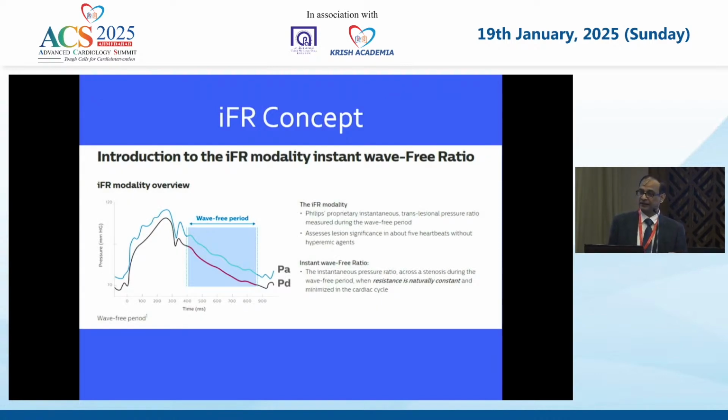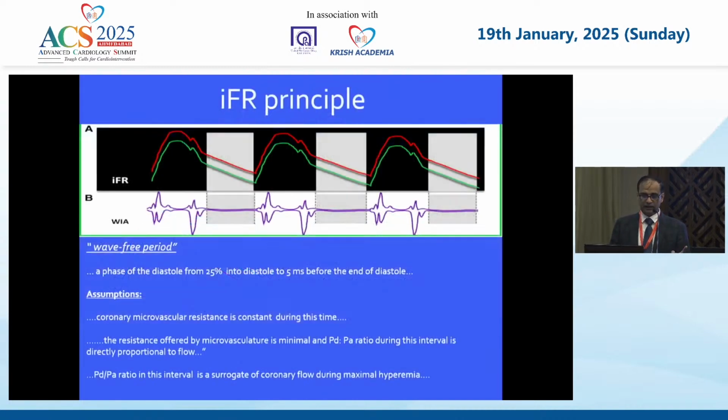Yes. And this is the other, as they said, disruptive technology. Non-hyperemic indices appeared in around 2009, 2010 after furious research, and initially they were thrown out of the room. The concept of the iFR is that there is one phase of the diastole, from 25% into diastole until 5 milliseconds before the end of diastole in a patient with sinus rhythm, during which the coronary microvasculature remains constant. The resistance given by the coronary microvasculature is constant.